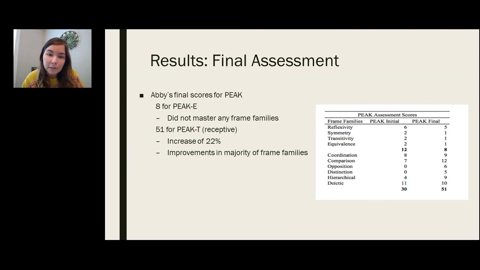So for our final assessment that we did, Abby's final scores for Peak, she got an 8 on Peak E, and she did not master any of the frame families, and then she actually got a 51 on Peak T receptive, which was an increase of 22% from the initial assessment. So she had improvements in the majority of all the frame families for Peak T, which I thought was pretty impressive.